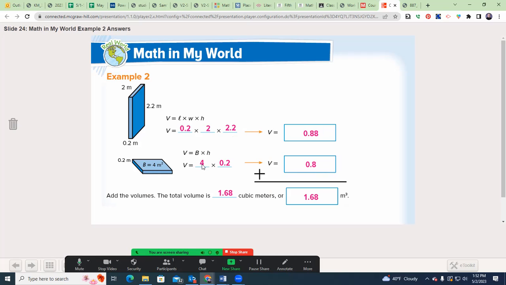Or if you multiply the non-zero digits, count the number of decimal spots. That's where you go. So 0.88 plus 0.8 or 0.80 is going to be 1.68 meters cubed. Go ahead and make sure that's written in. I'll give you a moment to do that.